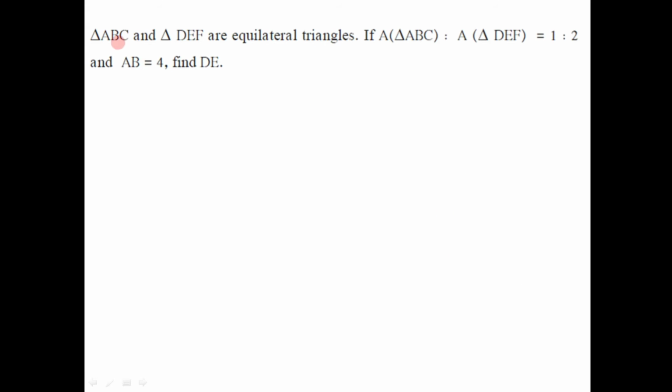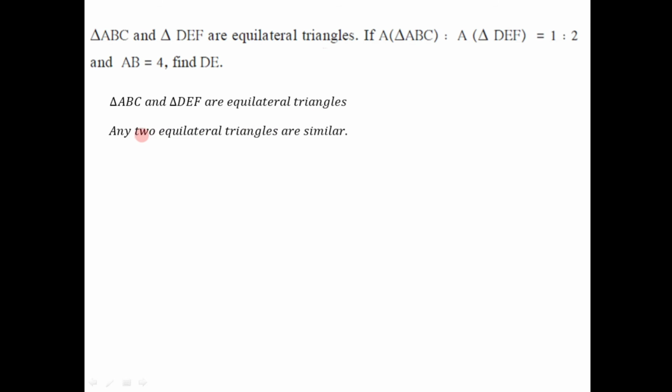Let us have the next question. Triangle ABC and triangle DEF are equilateral triangles. The area of triangle ABC is to the area of triangle DEF as 1 is to 2. If AB is equal to 4, we have to find DE. It is given that triangle ABC and triangle DEF are equilateral triangles. We know that any two equilateral triangles are similar triangles. That's why triangle ABC is similar to triangle DEF.